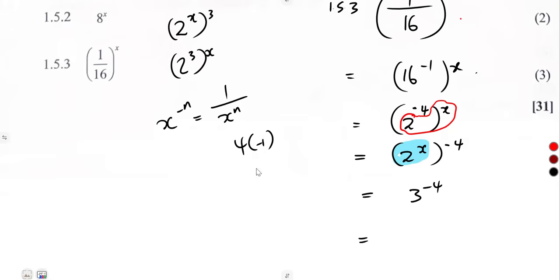So we can simplify further, guys. Remember, x to the exponent of negative n is 1 over that. So this is 1 over 3 to the exponent of what? Of 4. So that's 1 over 81. 3 to the exponent of 4, that's 81. 3 times 3, we multiply it 4 times.